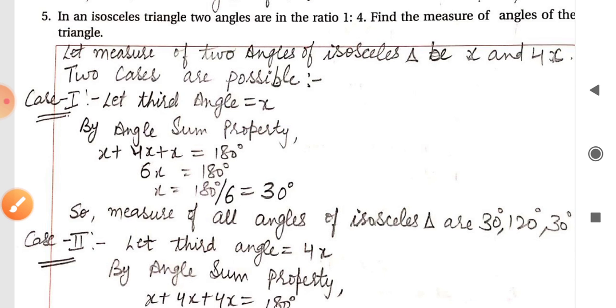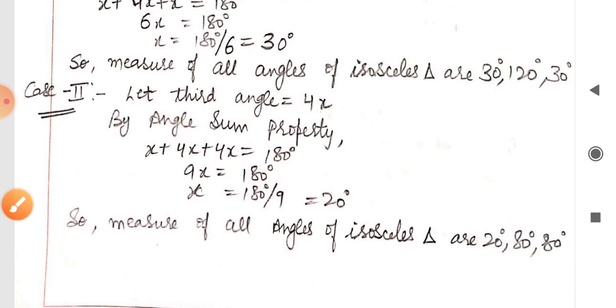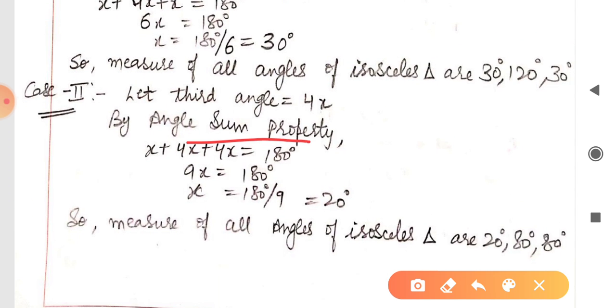In the next case, we will assume that the third angle is 4x. Then by the angle sum property, one angle is x and the other two angles are 4x and 4x, and their addition is equal to 180 degrees. So x is equal to 20 degrees. Then the measures of all angles of the isosceles triangle are 20, 80 and 80. So these are the measures of the isosceles triangle.